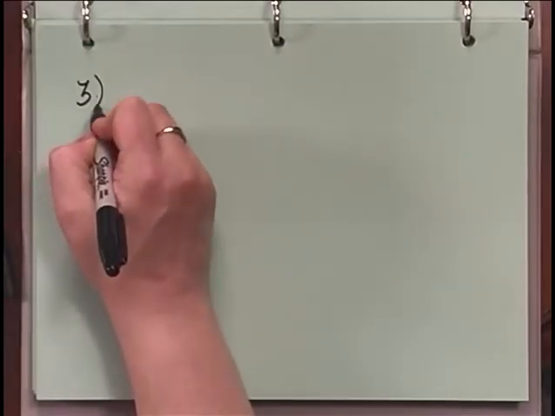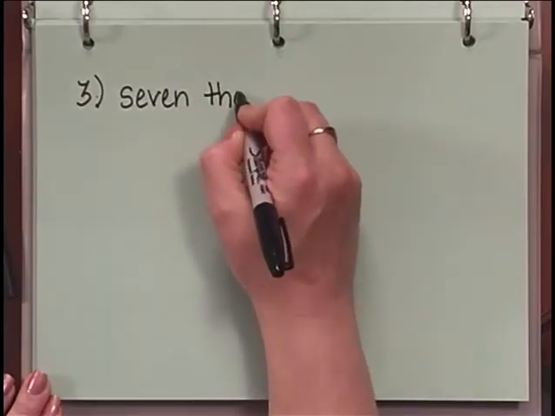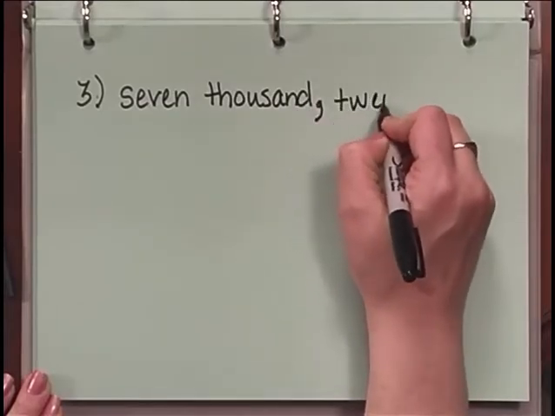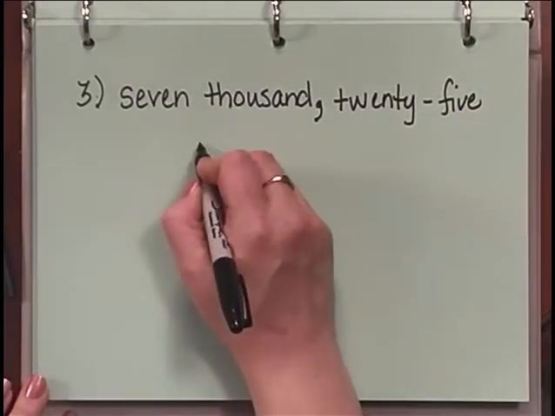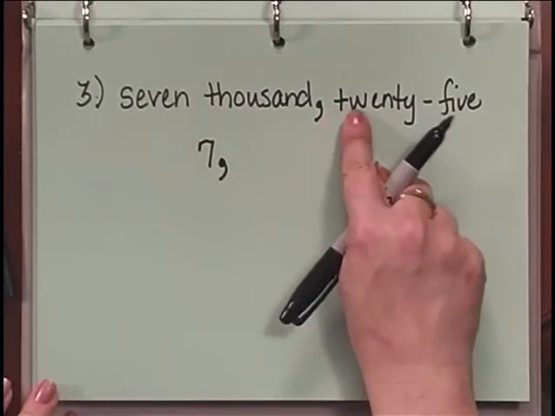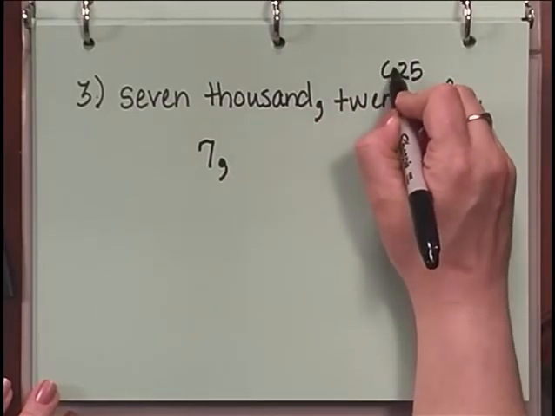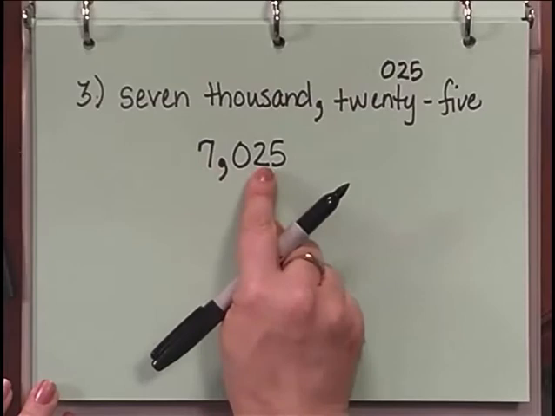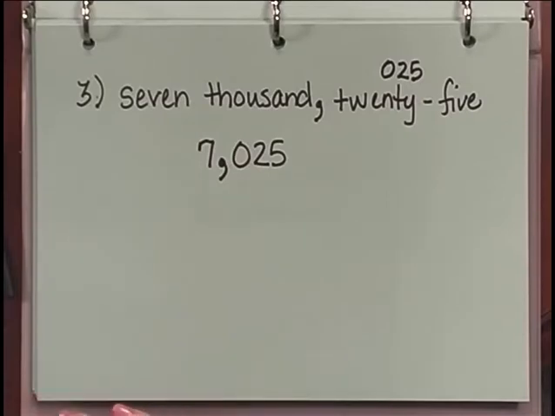In example 3, we're asked to use digits to write 7,025. Now notice we have the comma, so we know that this number has at least 2 parts. But we just have to be careful because when I write 7,000 as 7 and a comma, then this number is going to be 25. Well, 25 only has 2 digits. And every part of a number needs 3, so I'm going to have to insert a 0 and write this as 7,025.